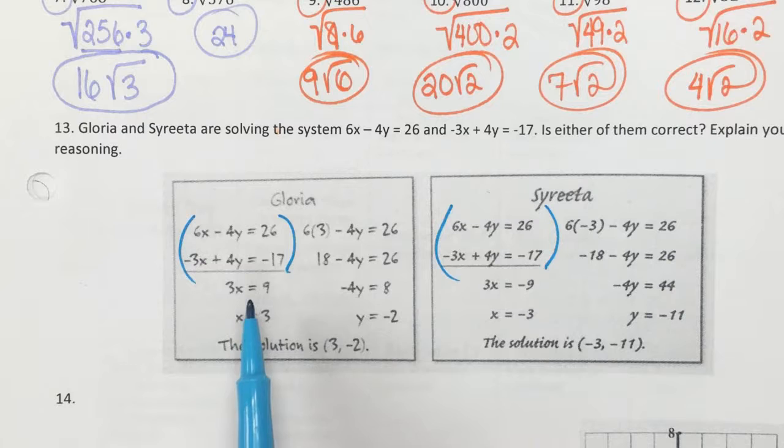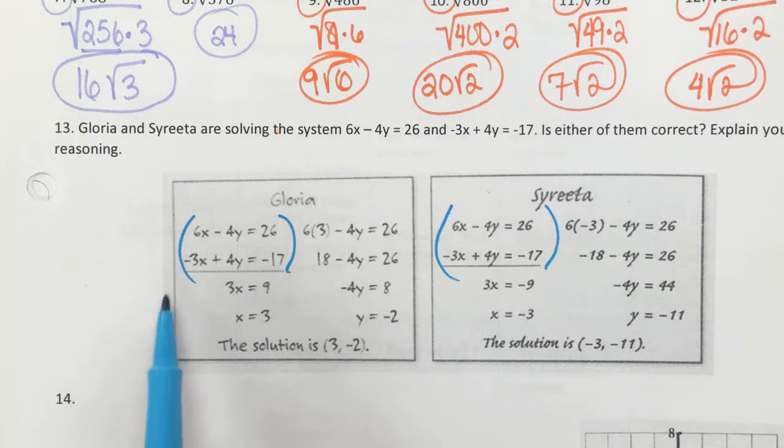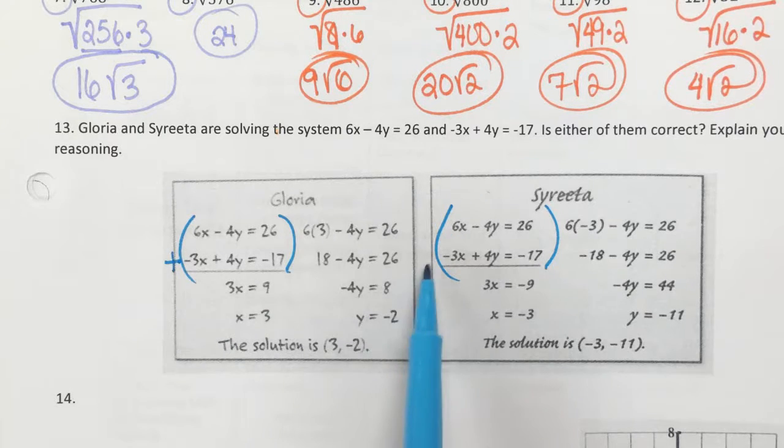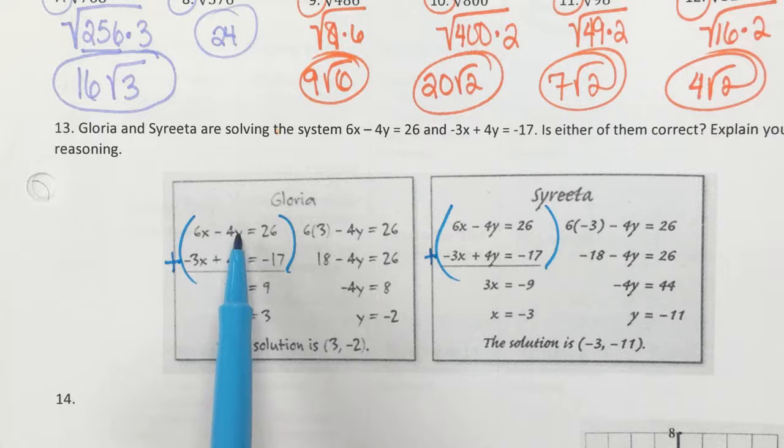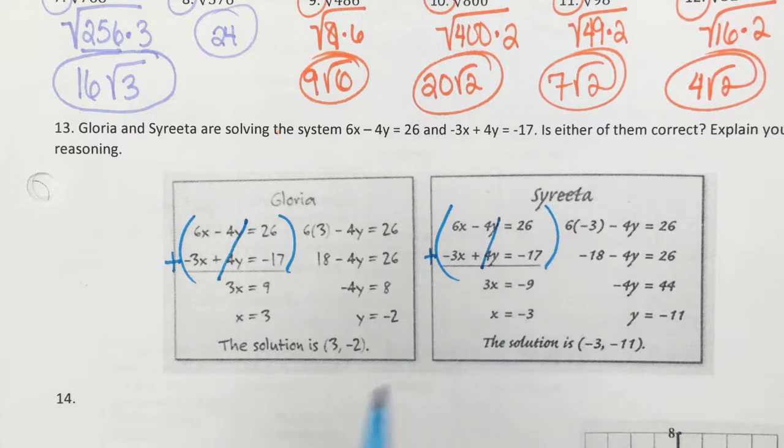Did they add or subtract? They did not subtract, that would give you 9. They added. Negative 6 plus negative 3 is 3. Alright? So then what's negative 4 plus 4? 0. Okay, on both of them.